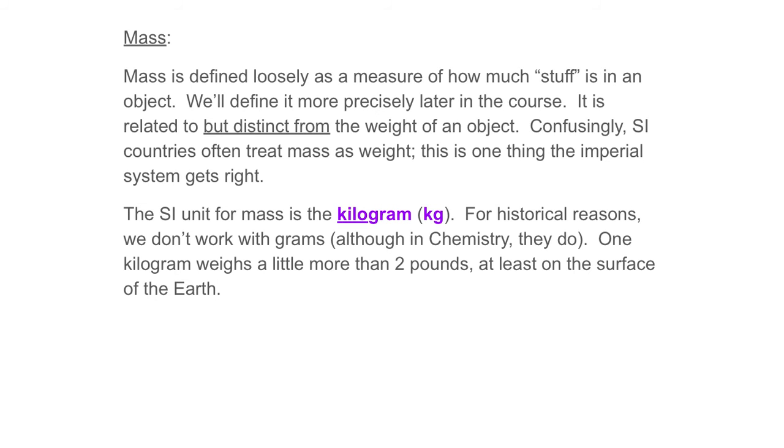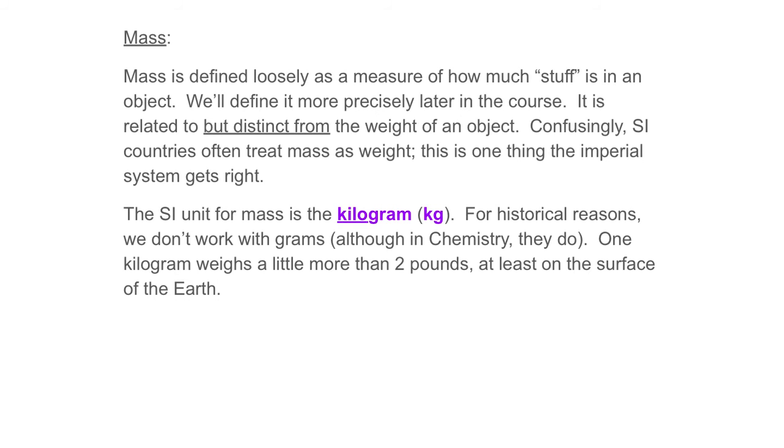Confusingly, countries that use SI often treat mass as weight. This is one thing that the imperial system gets right. So if you ask someone from Europe how much they weigh, they'll say, I weigh 52 kilograms. But they don't weigh 52 kilograms, they mass 52 kilograms. It's actually quite important and different.